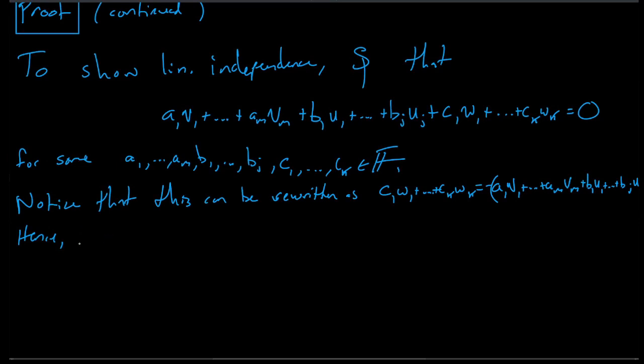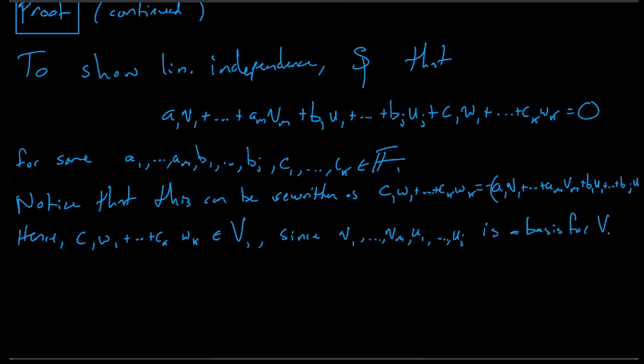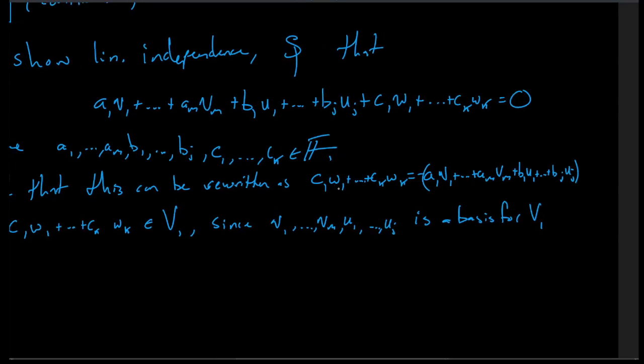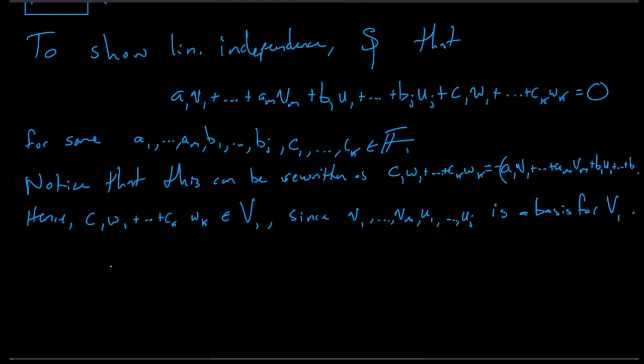Hence, we can see the following. C1 W1 plus dot dot dot down to CK WK is in V1, since V1 through VM, U1 through UJ is a basis for V1, and this says that C1 W1 through CK WK can be written as a linear combination of those basis elements for V1. Oh, okay. Now, all of W1 through WK belong to V2.